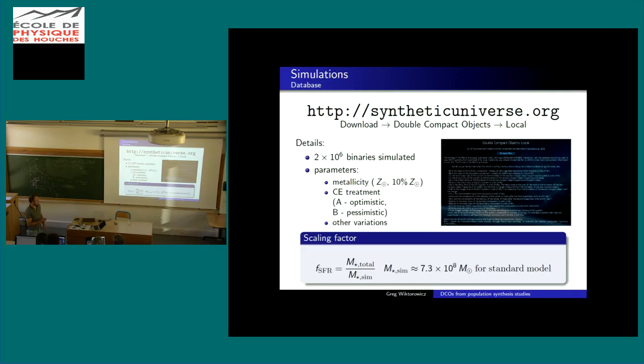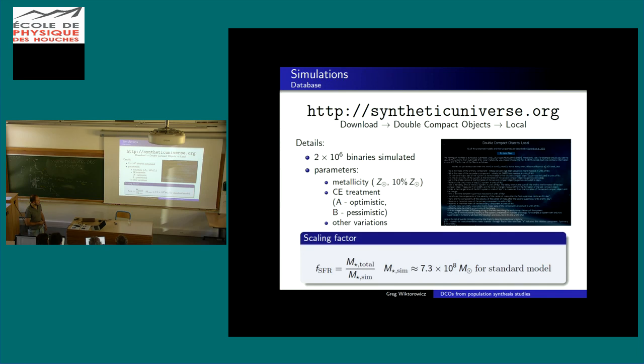Just to repeat, in this database, when you download a file, you will have one record for every system which was calculated, and in this line below we have all the parameters provided for the double compact objects at the moment of formation, just after the second supernova. Here we have descriptions of all the parameters. The seventh one is this delay time, T-del, which is most important for merger rate calculations.